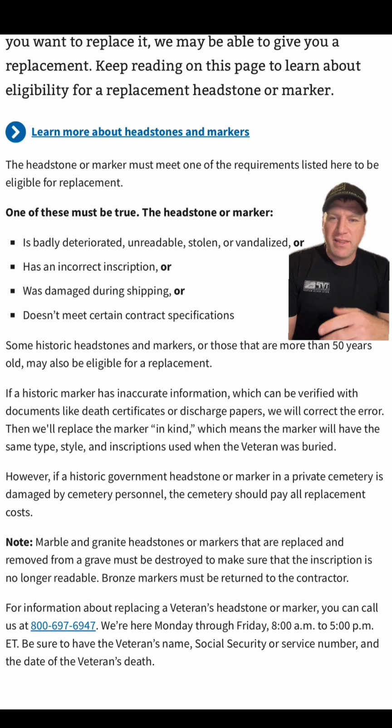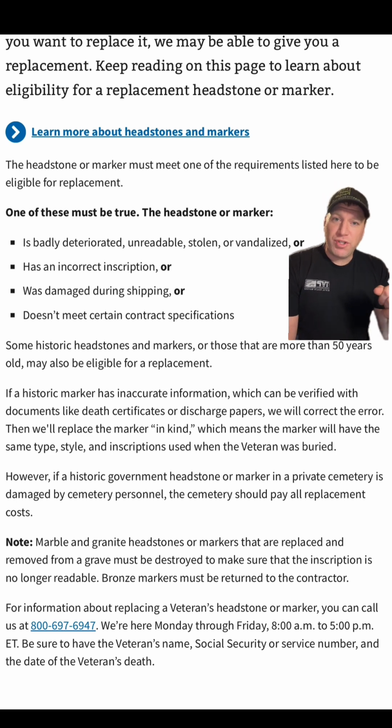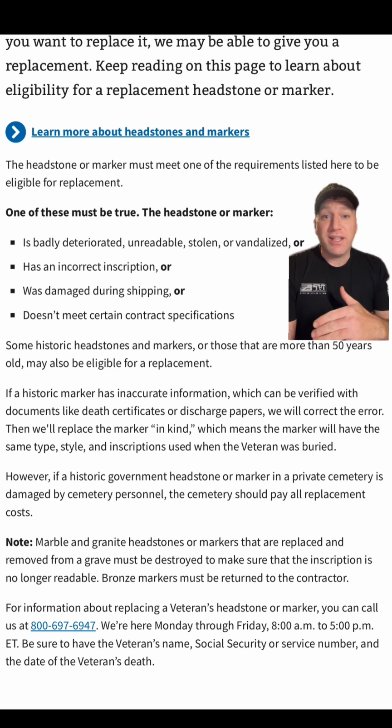So there's a couple things on this. If you go to the VA website and you are looking for whether or not you can get a headstone or get a replacement, there's a few things on this page that I find to be kind of invalid for Civil War veterans. First of all, these things up here are what you want to look for. Is it badly deteriorated, unreadable, stolen, vandalized, has an incorrect inscription? So even if your grandpa served in World War II and they put that he was a sergeant and he was really only a private, you can get that replaced for free.